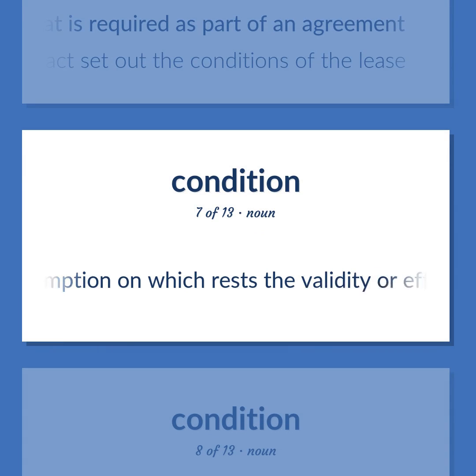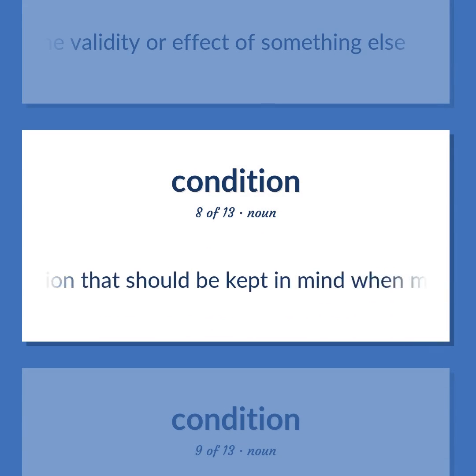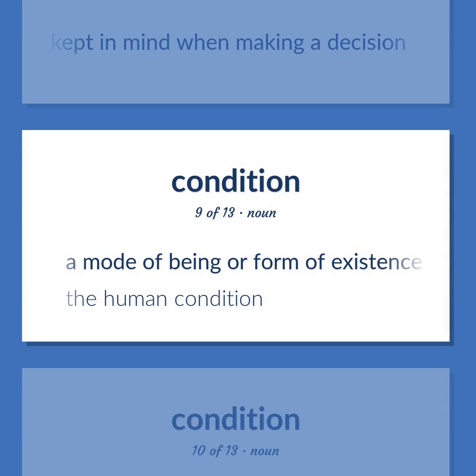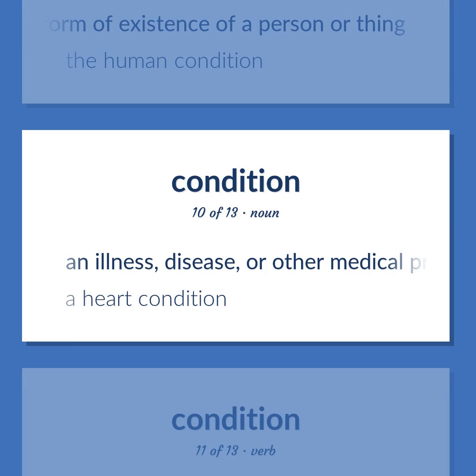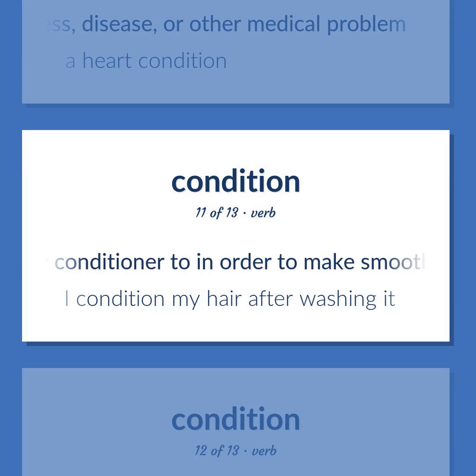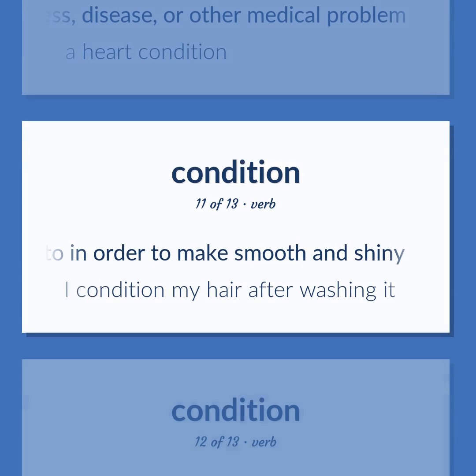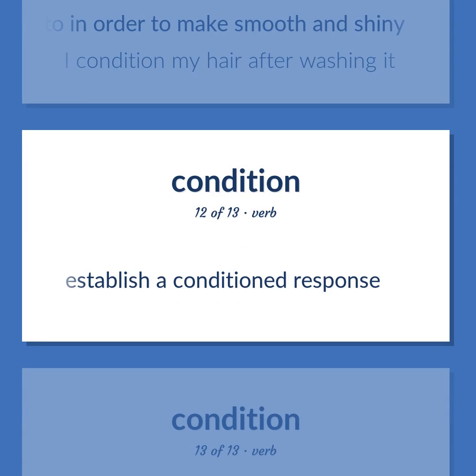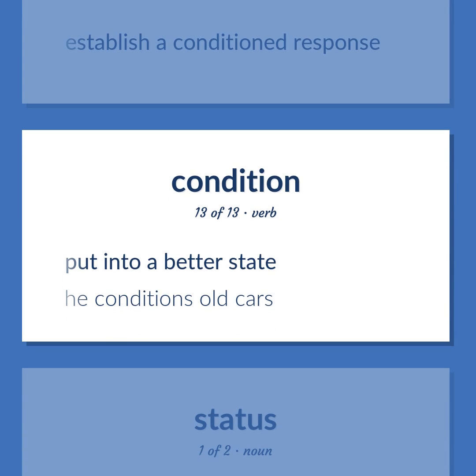An assumption on which rests the validity or effect of something else. Information that should be kept in mind when making a decision. A mode of being or form of existence of a person or thing. The human condition. An illness, disease, or other medical problem. A heart condition. Apply conditioner to in order to make smooth and shiny. I condition my hair after washing it. Establish a conditioned response. Put into a better state. He conditions old cars.